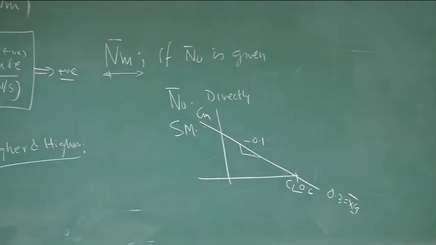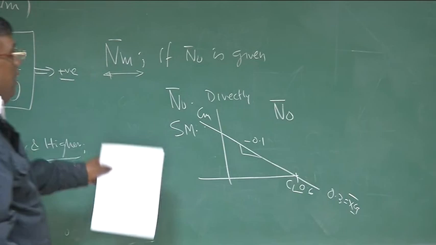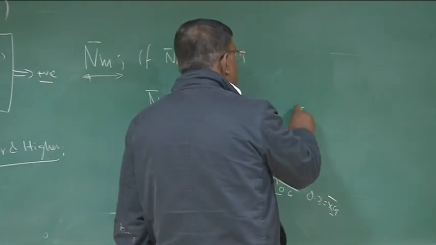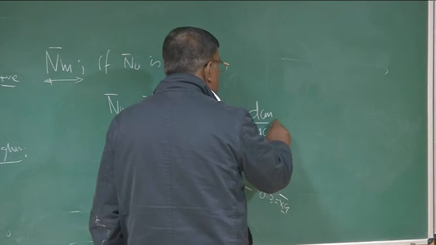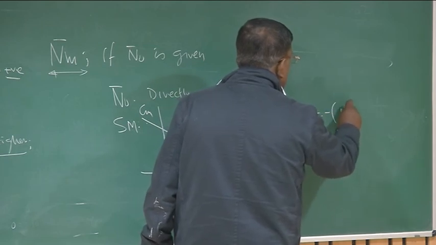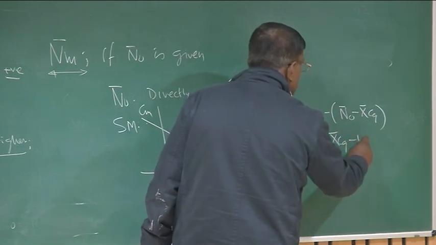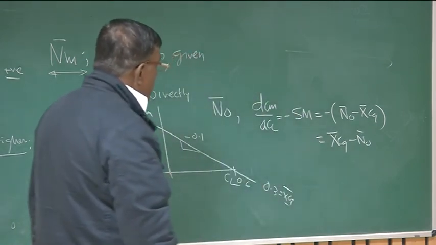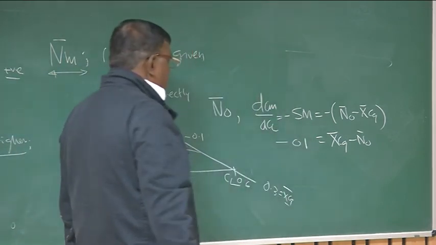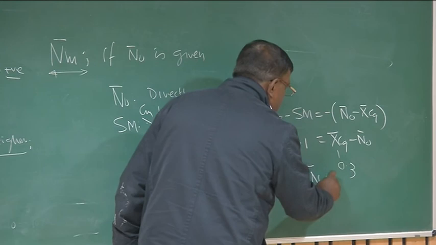Now, if you see this diagram, you also can estimate what n naught is. We are trying to find out the stick fixed neutral point by analyzing the data given in this CM versus CL graph. Very simple: dCM by dCL equal to minus static margin, and that is equal to minus of n naught bar minus XCG bar, or XCG bar minus n naught bar. Now, dCM by dCL from this graph is minus 0.1. XCG is 0.3. So, if I solve this, I get n naught bar equal to 0.4.